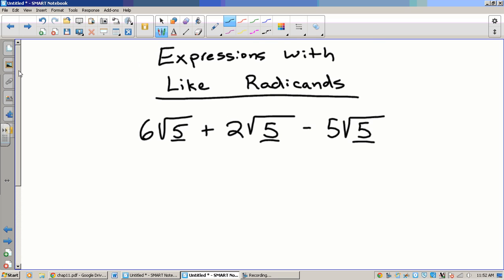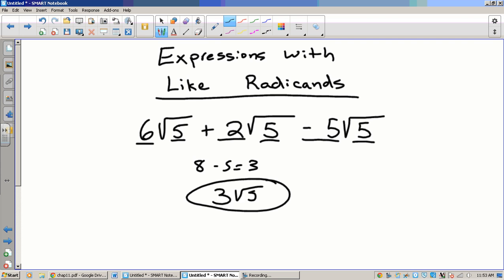And the same holds true when we're adding like radicands. Since we have the square root of 5, the square root of 5, the square root of 5, all we're going to do is 6 plus 2 minus 5. 6 plus 2 is 8, and 8 minus 5 is 3. So with expressions with like radicands, it's the same thing as combining like terms. We've got 3 radical 5, and that's our answer.